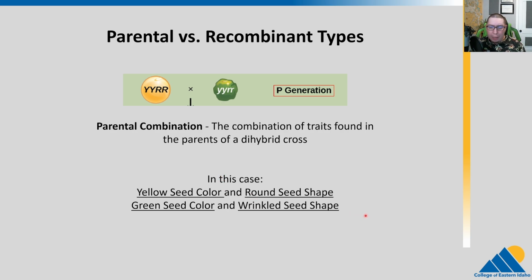Okay, I think that's simple enough. That's what the parents looked like. All right, now here's the question. What would the recombinant types be? Go and pause the video. Think about that.